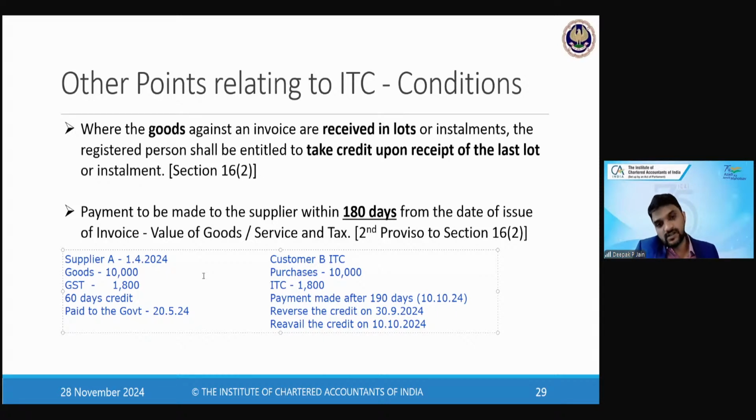Correct, Bhaskar. Once he reverses, then for this reavailment there is no time limit. For claiming the credit, we have the time limit of November. But once you reverse it, then to reclaim, there is no time limit. And no interest is payable, because you're reavailing it now. The government has to give the interest; you should not give any interest. What you have done is, you have availed it and you have reversed it. So you have not taken any benefit, and there's no question of you paying any interest. Clear?